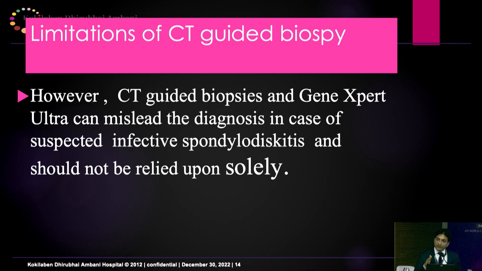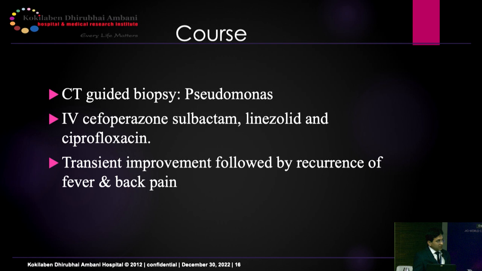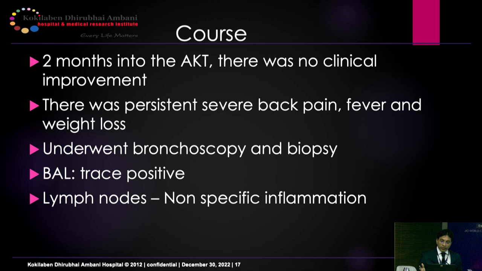Now this is one example, a 15-year-old male child, D12 pathological fracture. CT-guided biopsy showed Pseudomonas, inflammation on the histopathological examination. Antibiotics started, transient improvement, followed by recurrence of fever and back pain. 2 months into ATT, there was no clinical improvement, persistent severe back pain, fever, weight loss. He underwent bronchoscopy because some lung lesions were there, and biopsy from the subcarinal lymph nodes showed trace positive GeneXpert, with non-specific inflammation in the lymph nodes.